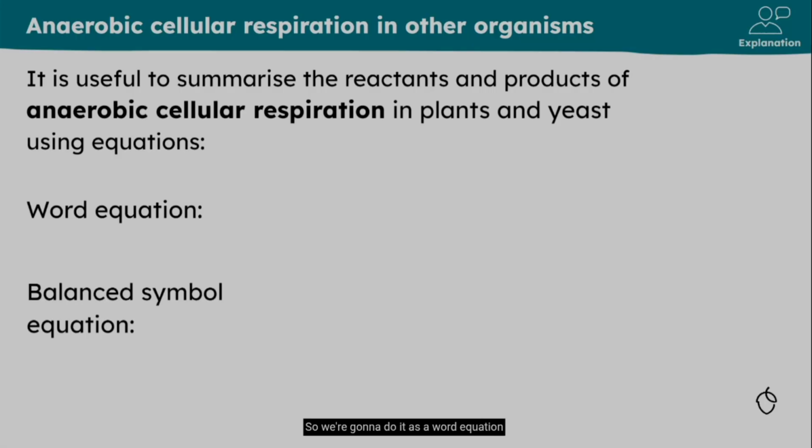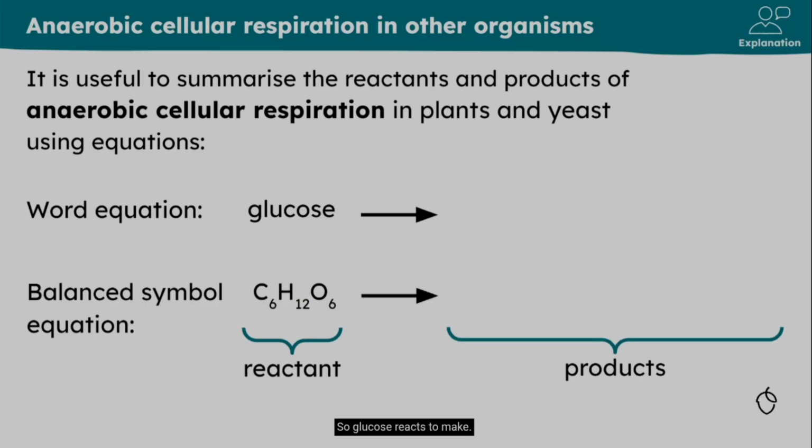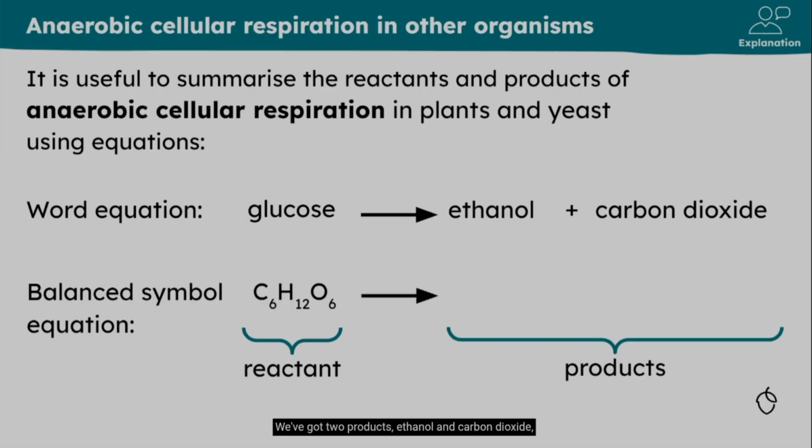So, we're going to do it as a word equation and a balanced symbol equation. The reactant is glucose. This is how we represent glucose in balanced symbol formulae. So glucose reacts to make 2 products, ethanol and carbon dioxide. And this is how you represent those as part of a balanced symbol equation.